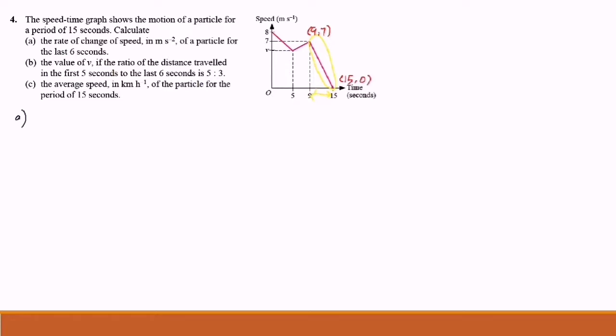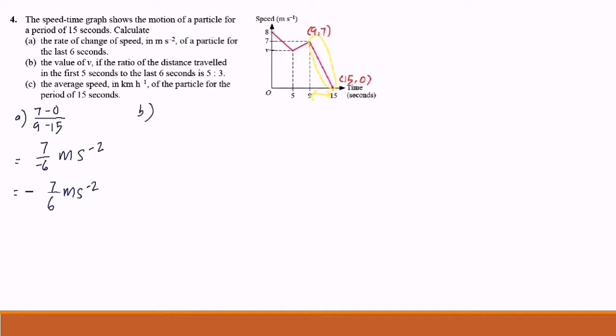And the rate of change of speed in meter per second square of the particle for the last 6 seconds is 7 minus 0 over 9 minus 15, equals 7 over negative 6 meter per second square. Now, this one we must write as negative 7 over 6 meter per second square.